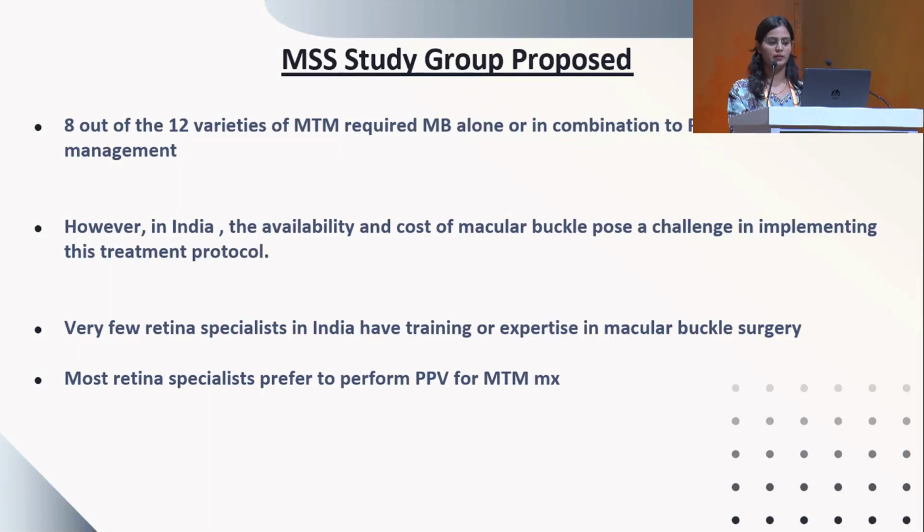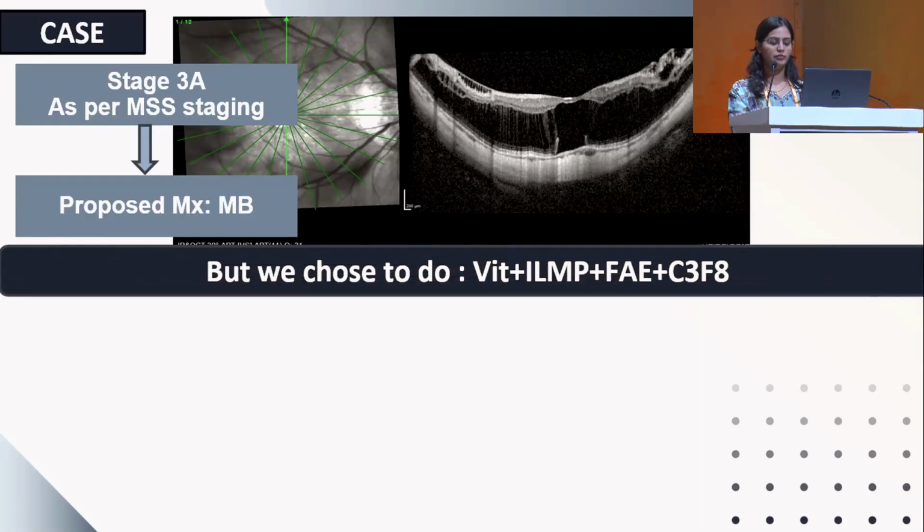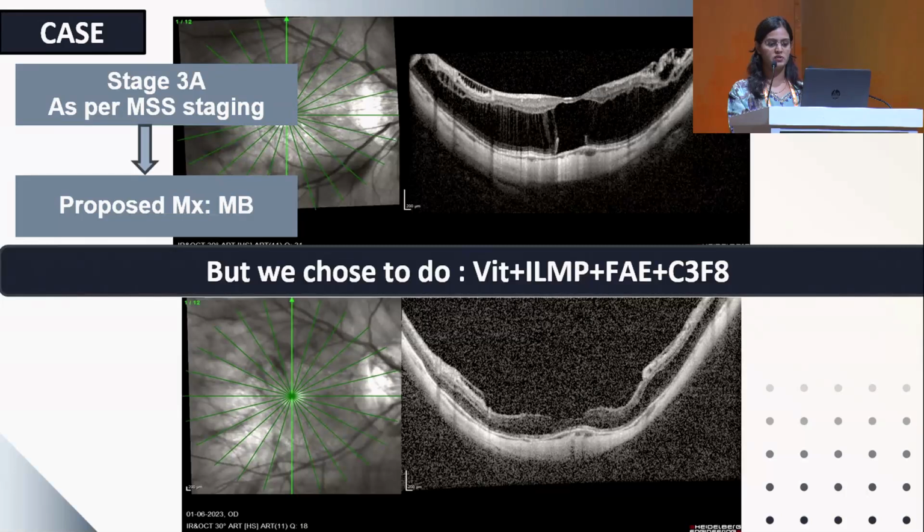perform the vitrectomy. This is the case example of a patient with a stage 3A MTM, wherein the proposed management in this stage was macular buckle according to the MSS staging system guidelines. However, in this we planned to do vitrectomy with ILM peel with C3F8 gas injection, and this shows a successful resolution of the retinoschisis along with the foveal detachment.